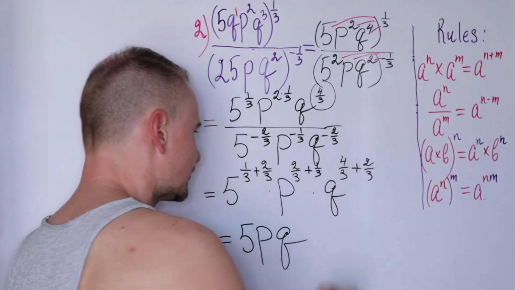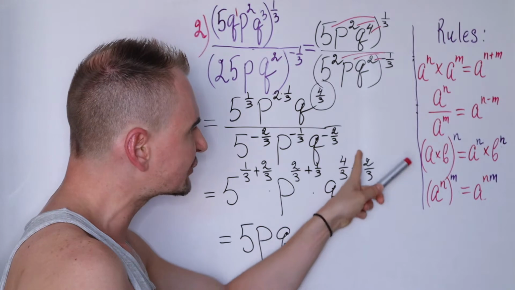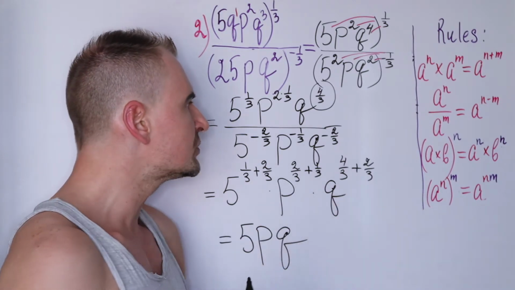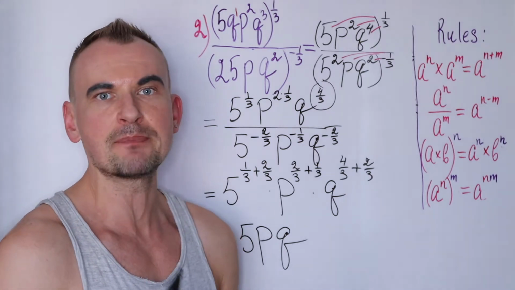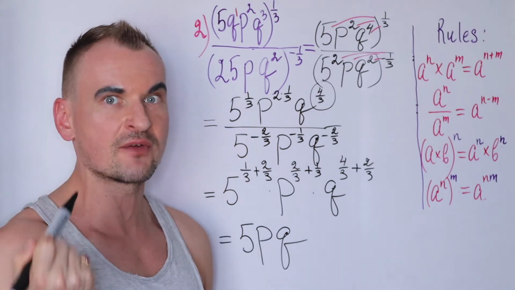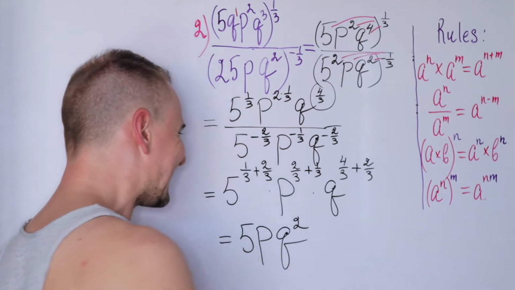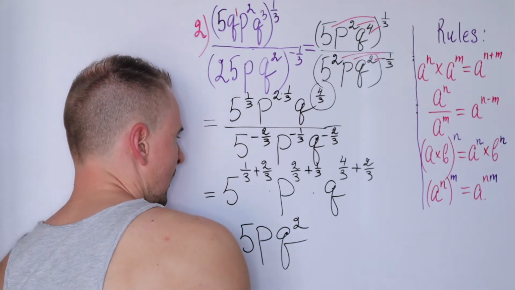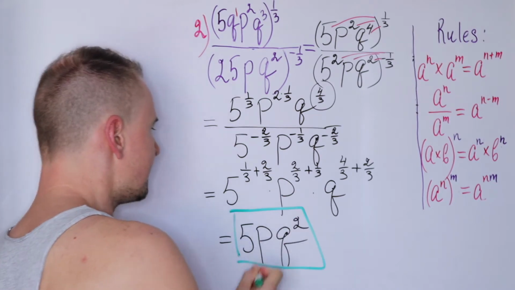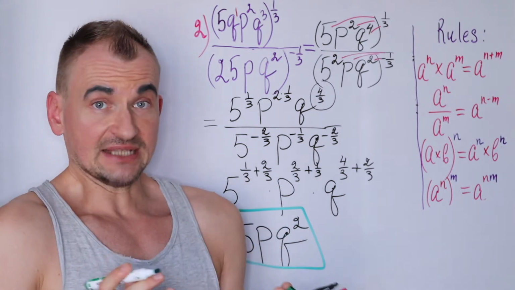Moving on to the next term, which is q. So 4 over 3 plus 2 over 3. You have the same denominator, keep it, and all you do is just combine, just add up the numerator. So 4 plus 2 gives you 6, 6 over 3 gives you 2. So you are left with the second power for your q. So 5pq squared, that's going to be your final answer for that one.